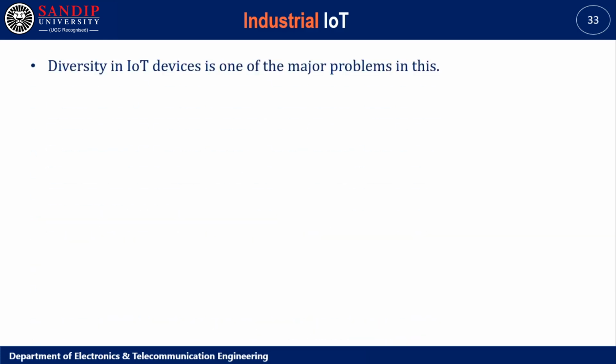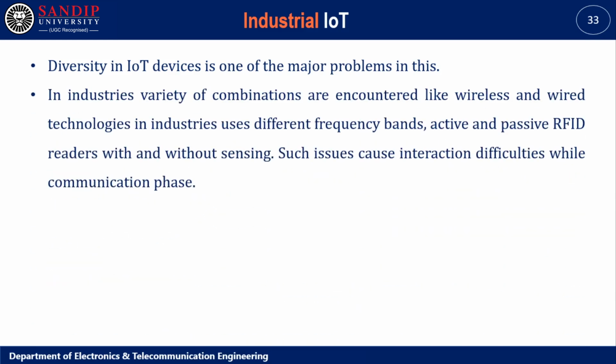Diversity in IoT devices is one of the major problems in this. In industries, a variety of combinations are encountered, like wireless and wired technology. Industry uses different frequency bands, active and passive RFID readers with and without sensing. Such issues cause interaction difficulties while communication fails.